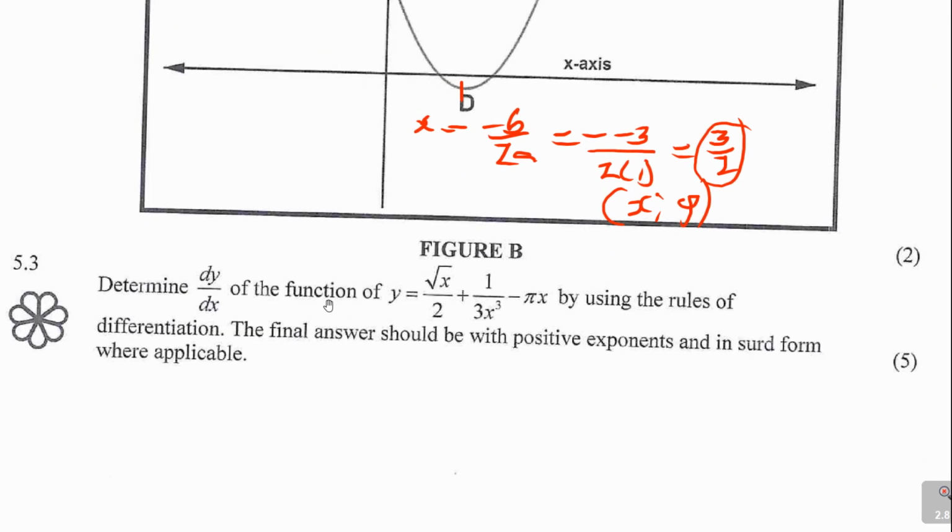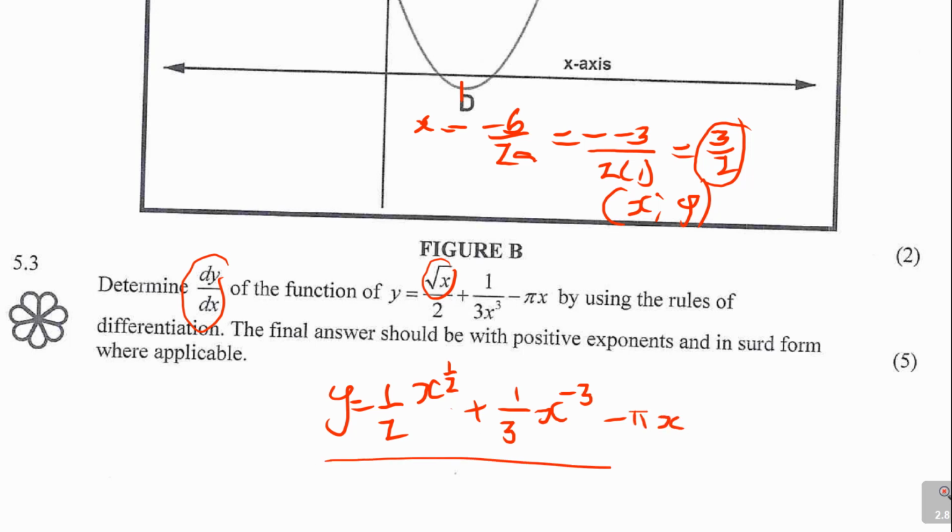Now determine the function dy over dx. Okay, it's standard, it's basic. What you needed to know, where there is square root of x, you write it as x to the power 1 over 2. The 1 over x^3 is x to the power -3. This is what I prefer to do, and then the 1 over 2, I prefer writing it like this. It will be y is equal to 1 over 2 that, and then minus pi x. You see, then you can find dy over dx.